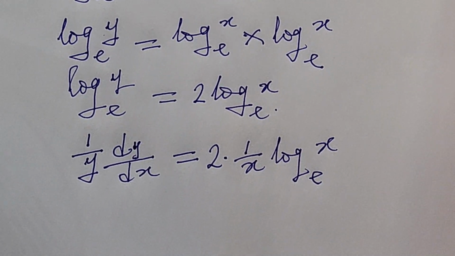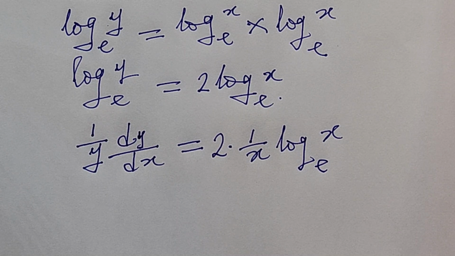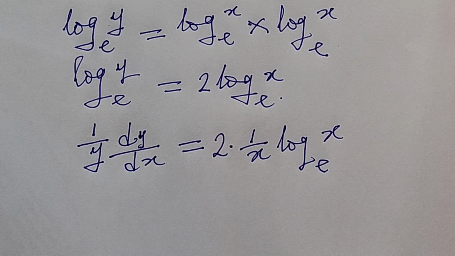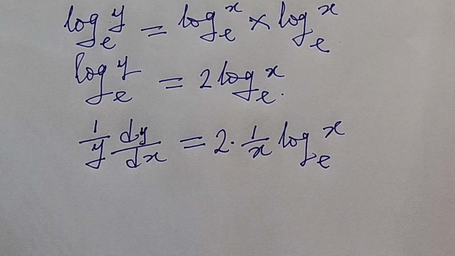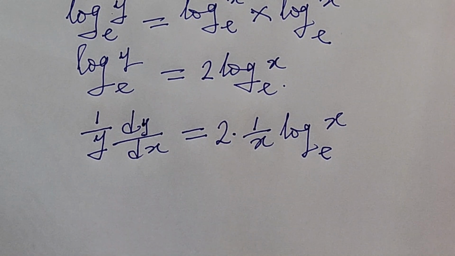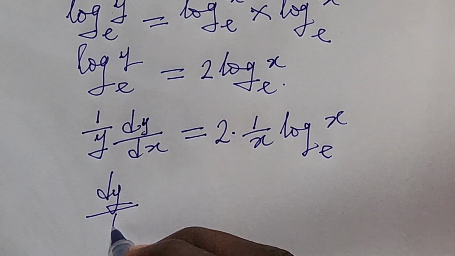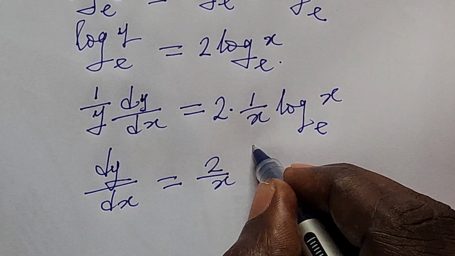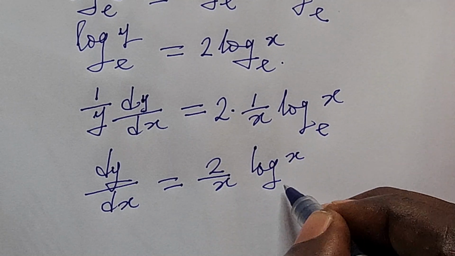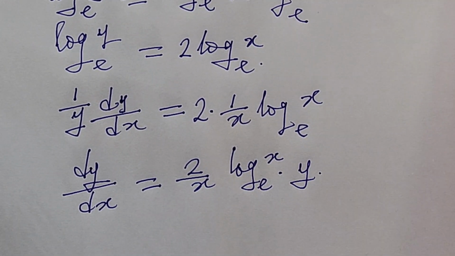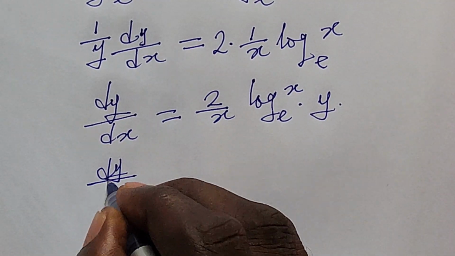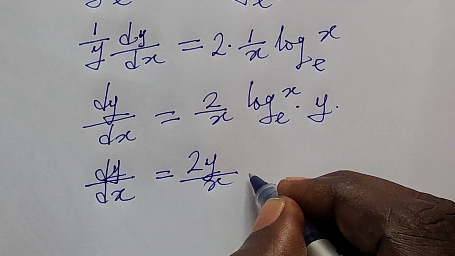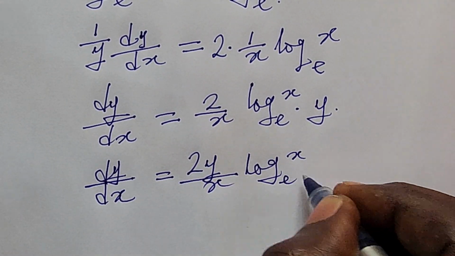Okay, so let's go down again. Then everything here, what would this give us? This is going to give us 2 all over x, right? Good. And so we also eliminate this y here by multiplying both sides by y. So we're going to have dy/dx on this side equal to 2 all over x, then log x base e times y. So this will now give us dy/dx equal to 2y all over x, then log x base e.